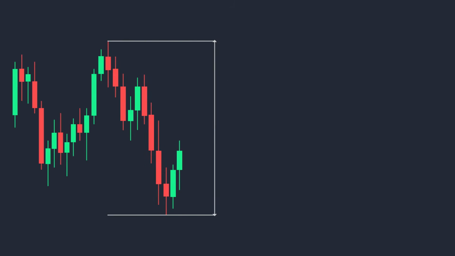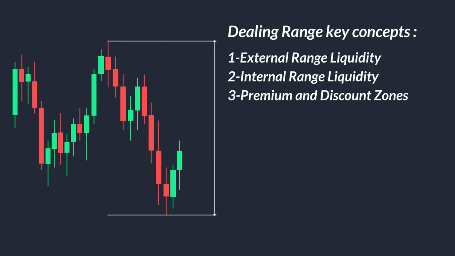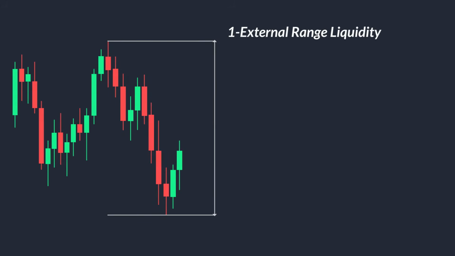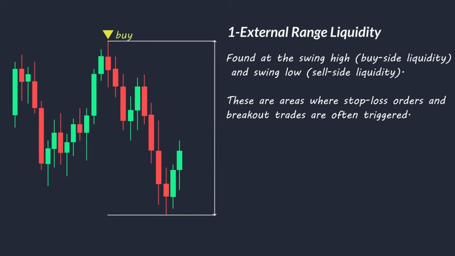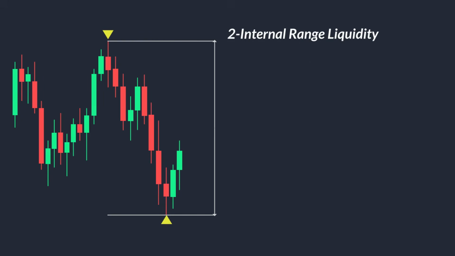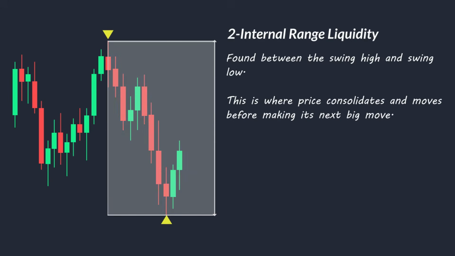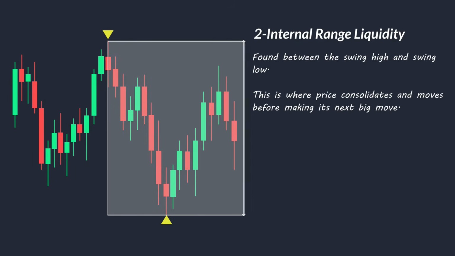Within this range, we break down price action into three key concepts. The first is external range liquidity, which appears at the swing high, known as buy-side liquidity, and the swing low, known as sell-side liquidity. These levels are typically where stop-loss orders and breakout trades are triggered. The second is internal range liquidity, found between the swing high and swing low. This is the area where price consolidates and fluctuates before making its next major move.